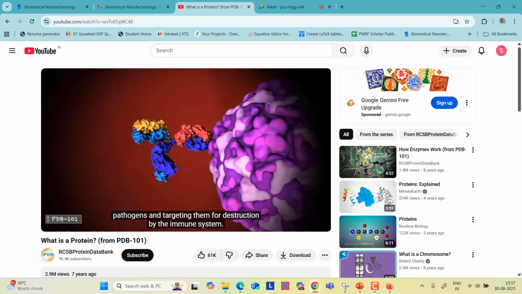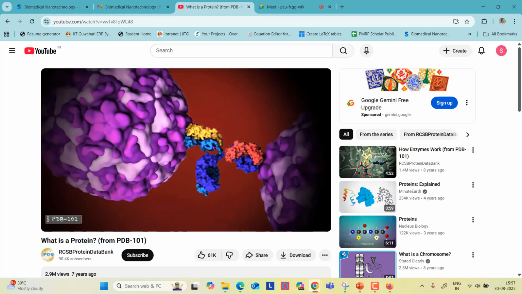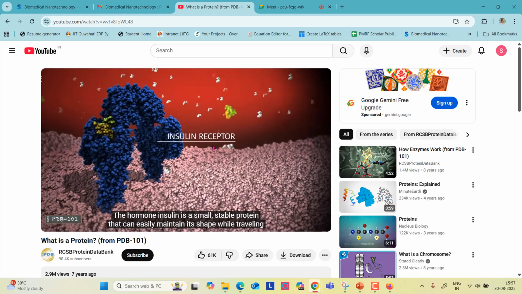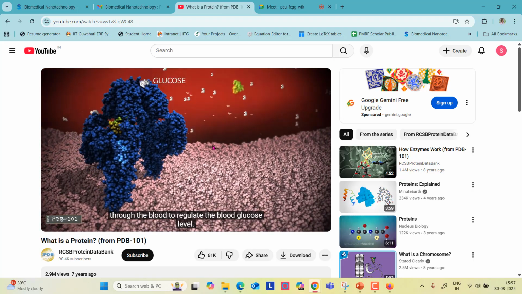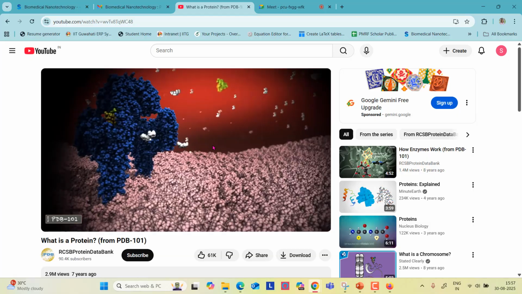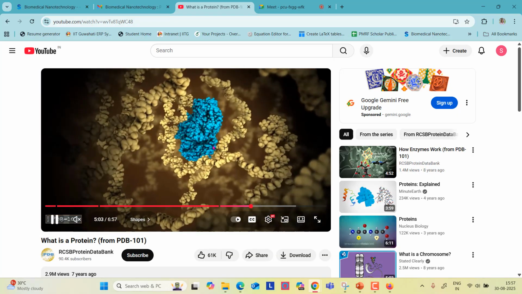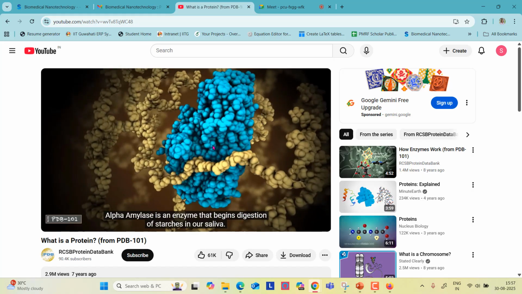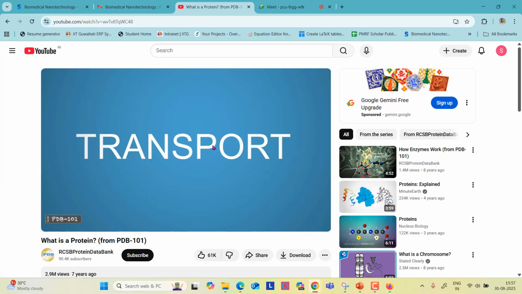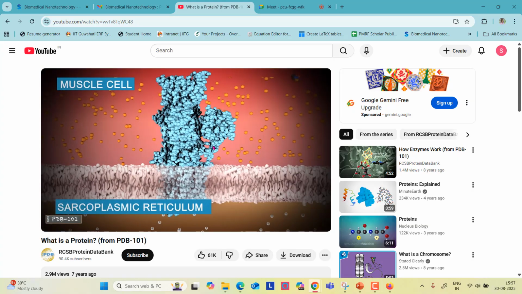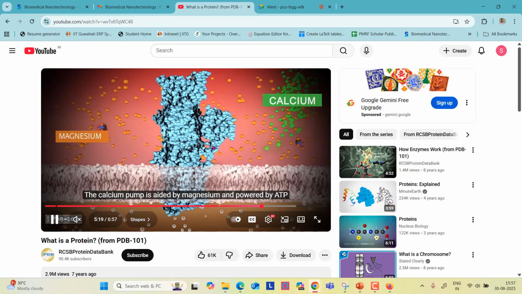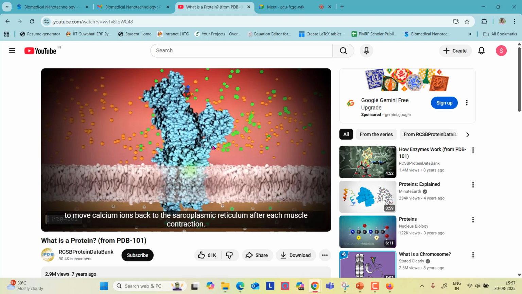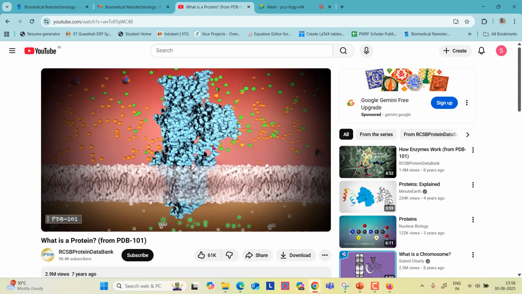So this is the defense mechanism. It attacks the pathogens. In communication, insulin works to regulate the blood glucose levels. Then comes the enzyme. The enzyme is alpha amylase. Alpha amylase breaks down starch, helps in digestion, and produces glucose. Proteins also act as transporters in muscle cells. They transport calcium and magnesium to generate ATP.